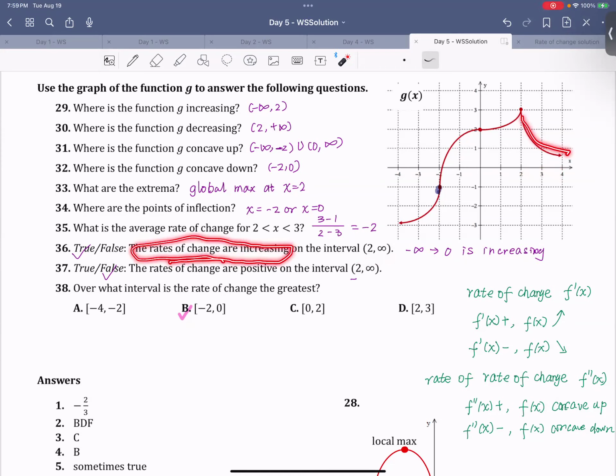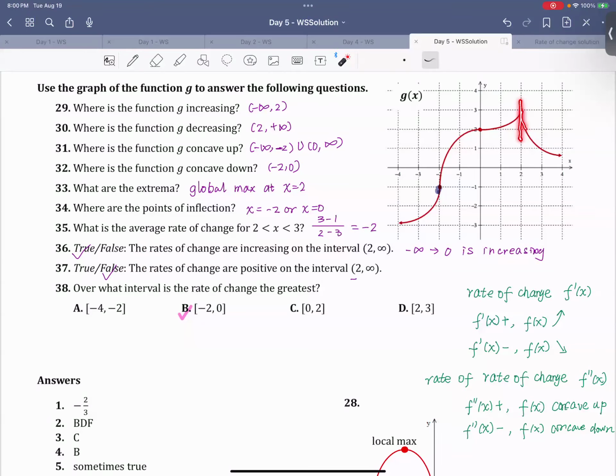Is 36 confusing? I know a lot of people want to choose false here because from 2 to infinity, it's going down. No, they ask you the rate of change. The rate of change are increasing means your slope here is negative infinity. You are looking for the instantaneous slope, or the tangent line slope. So you have a line here. For this line here, the tangent line is this. This tangent line is a vertical line.